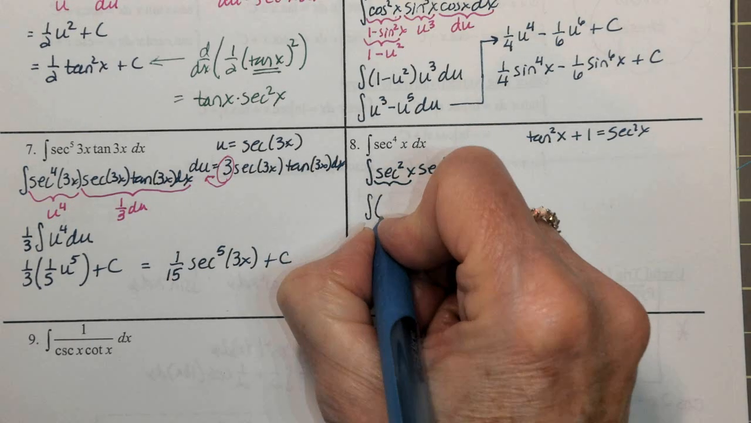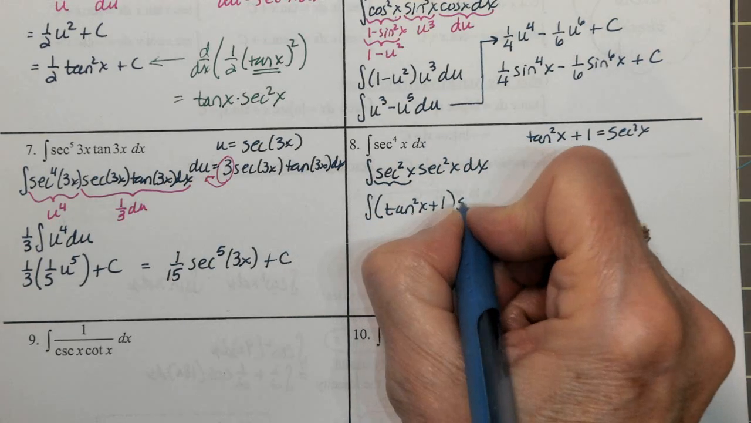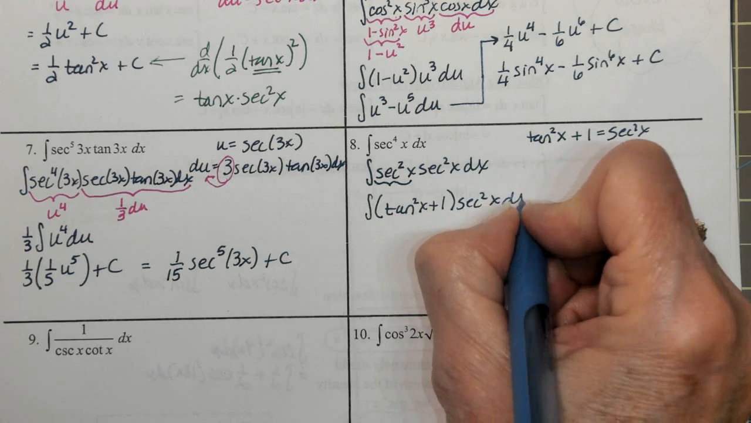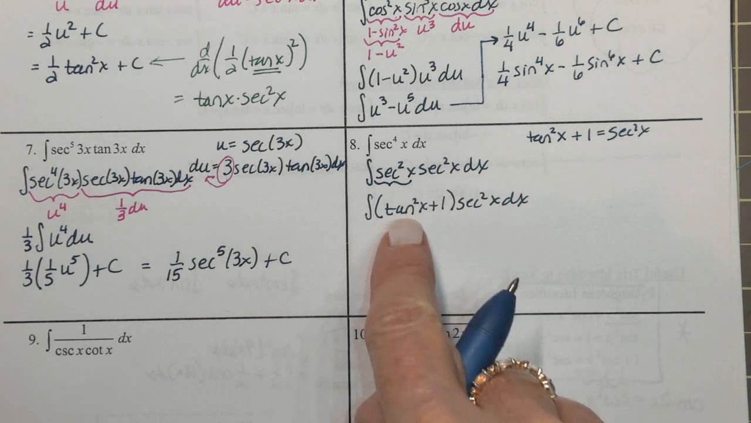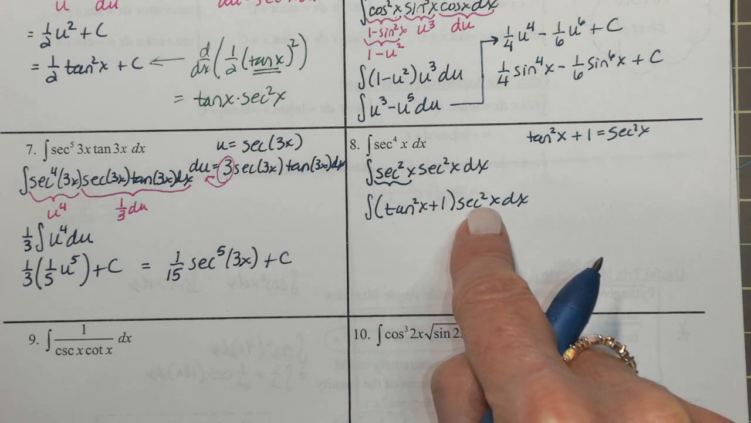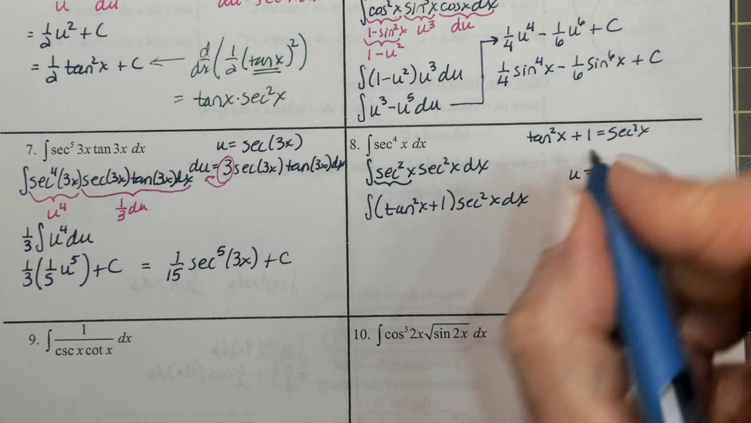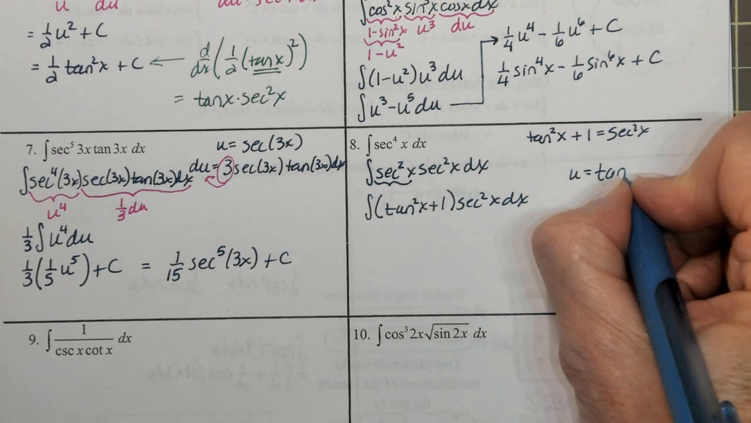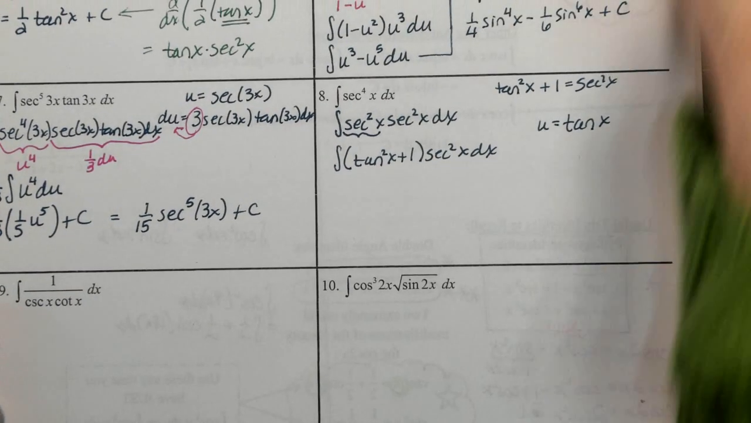And I will get tangent squared x plus 1 times secant squared x dx. We like that because if I let u be tangent, its derivative is there. So I'm going to let u be a single tangent, not tangent squared x plus 1, a single tangent, a single trig function. Okay?